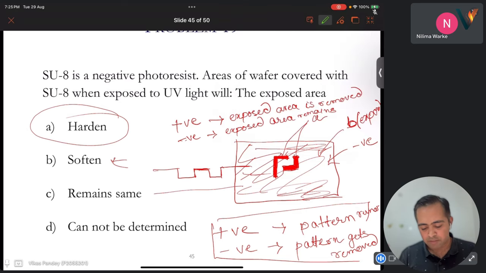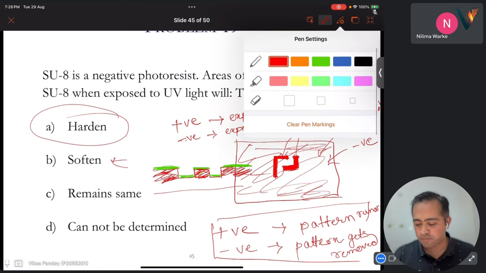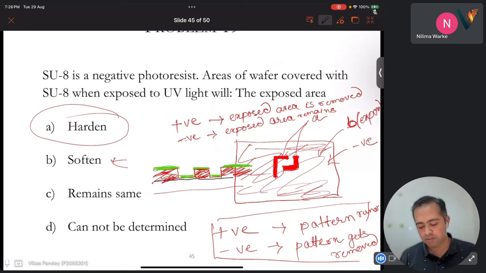Suppose this is the metal, so metal will get deposited here, like this. And next, when you remove this photoresist, this is photoresist, and this is the wafer. Are you able to see this image? This is our wafer. This is visible?